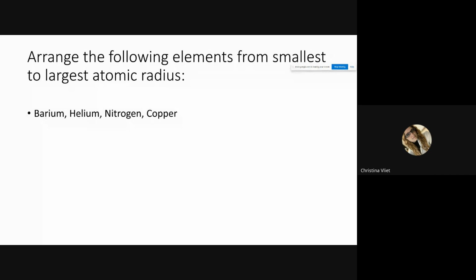Go. I would start by looking for my smallest. Which one is the smallest here? Helium, because it's at the top right corner. So helium would be the smallest. So I'm going to write an arrow like this. You could write a comma if you want, but you should get used to greater and less than arrows.